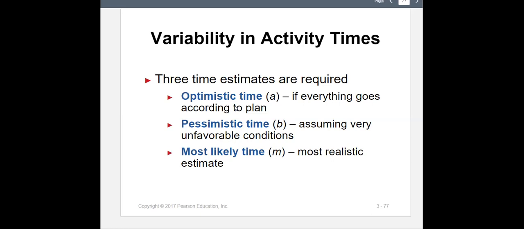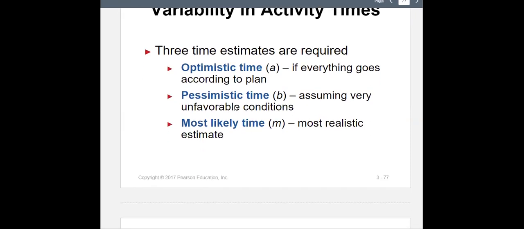And most likely is normally like average, right? So most likely, from historical data, we have seen that most similar tasks have been completed in that amount of time. That's most likely, the most realistic estimate of completing a task. So A is lower than M is lower than B.